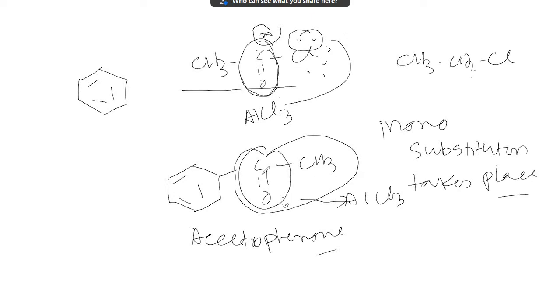Why is the chance of poly substitution less? Again, I am repeating the word. Oxygen having an unshared pair of electrons, AlCl3 acts as a Lewis acid. The lone pair of electrons is attracted by aluminium, so the electron density on the molecule decreases. As it decreases, the electrophilic substitution reaction takes place less readily. So one advantage of the acylation reaction is that only mono substitution takes place.